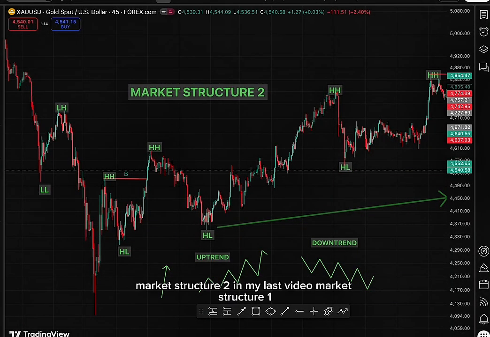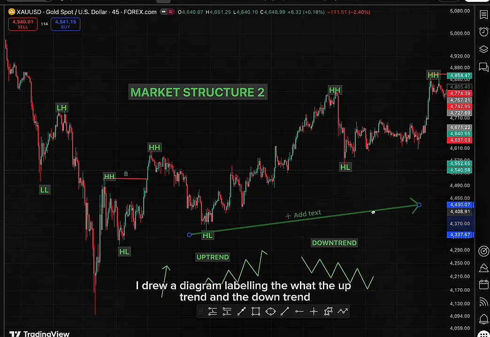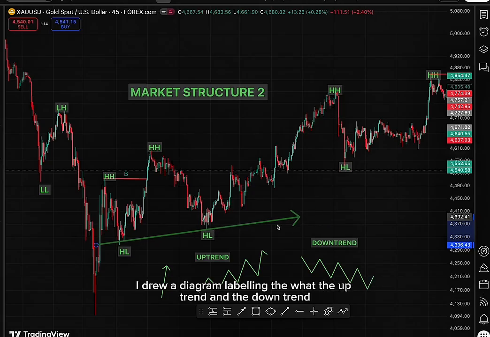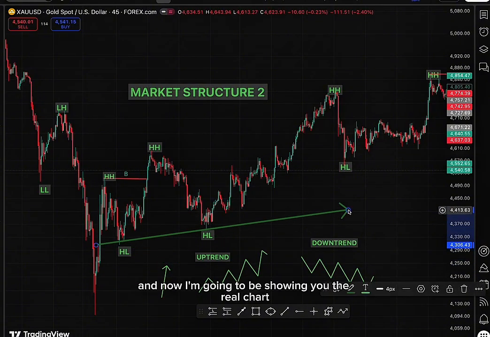Market structure 2. In my last video, market structure 1, I already explained the three types of market structure: uptrend, downtrend, and the consolidating structure. I drew a diagram labeling the uptrend and the downtrend, giving us series of higher high and higher low. And now I'm going to be showing you the real charts using the real candlesticks. Let's get down into it.